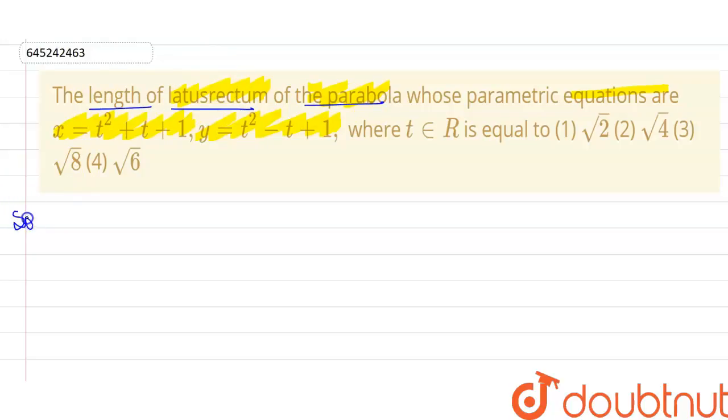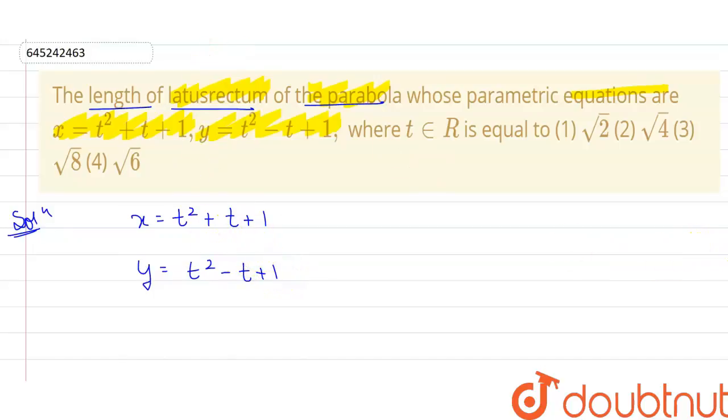We have been given the parametric equations of this parabola. So x is given as t² + t + 1. Similarly, y is equal to t² - t + 1. Okay, so for this I can do one thing.